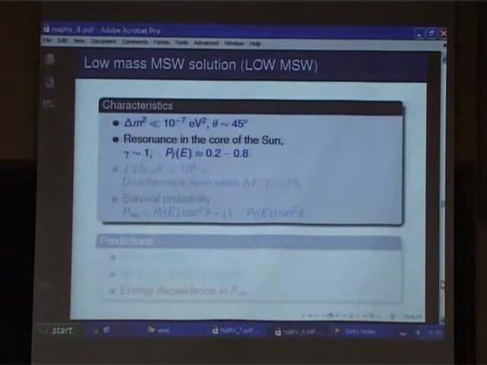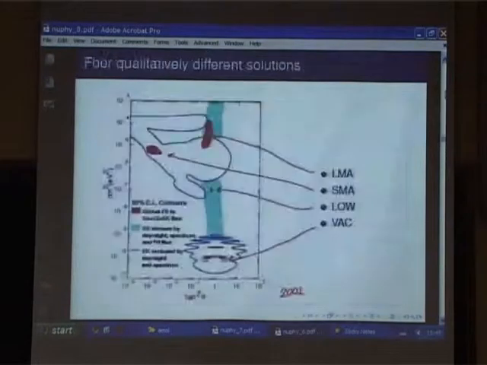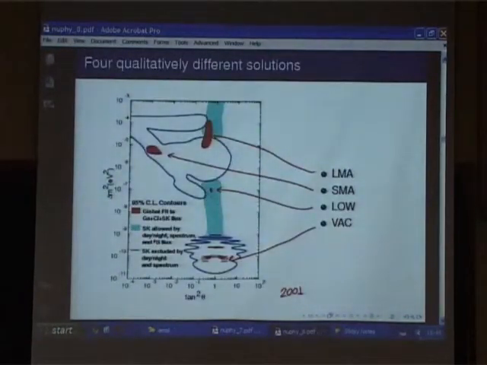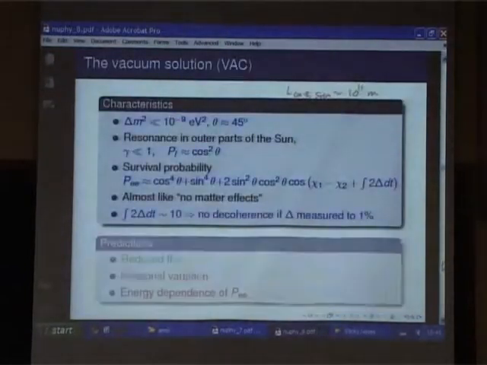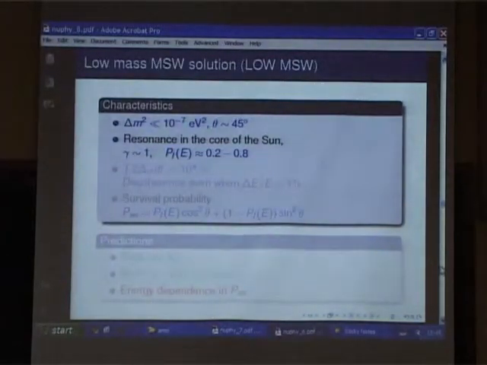Let's go to the third solution. This is the LOW solution, the low solution. It is this solution, the small one. So this has delta m square of 10 power minus 7, and the angle is almost 45 degrees. Again, the resonance is in the core of the sun. Gamma is of the order of 1, not very large, not very small. Therefore, PF is between 0.2 and 0.8. So therefore, there is energy dependence in PF.